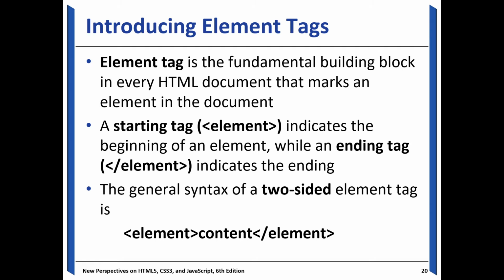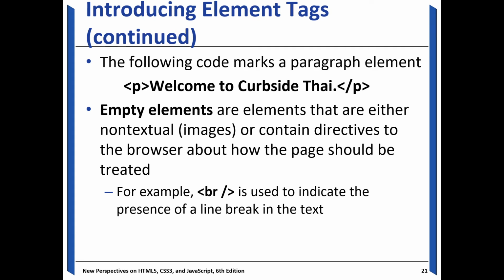Starting and ending tags are enclosed in a pair of angle brackets, but the ending tag starts with an open angle bracket and a slash. For example, the p tag is used to write a paragraph in an HTML document.